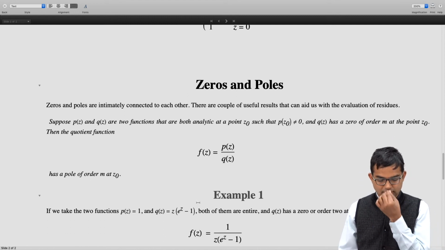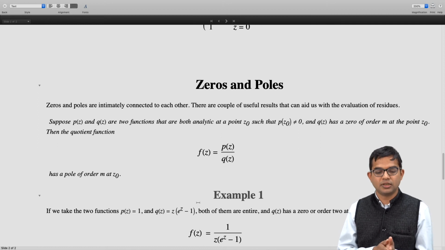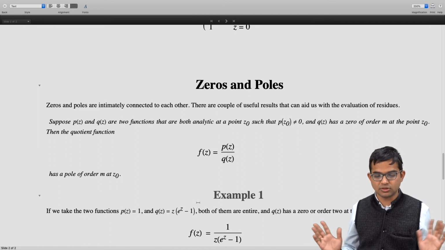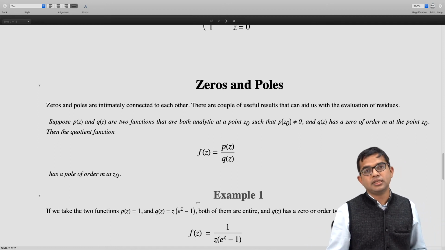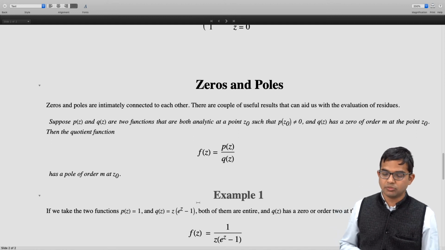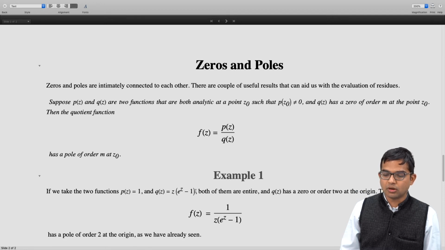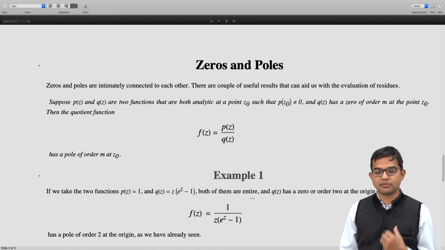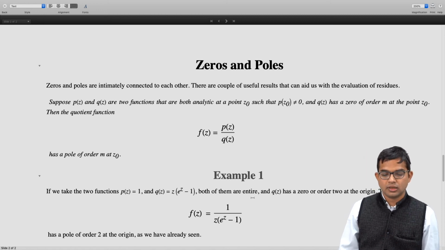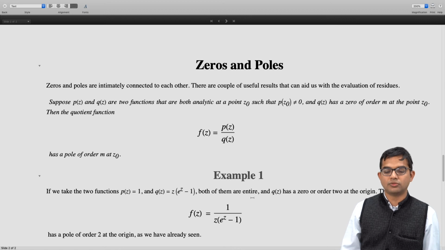If you take two functions p of z and q of z, p of z is just 1, it's an entire function, it's constant. Q of z is z times e to the z minus 1. Now both of them are actually entire, and so you can divide one by the other, so 1 over z times e to the z minus 1. Then the pole that is there at the origin can be extracted from the order of the 0 of the denominator, right?